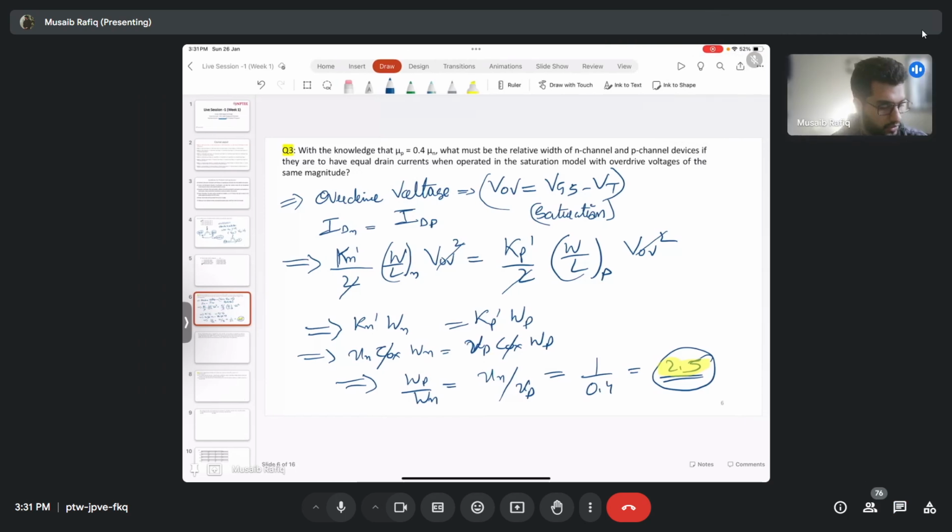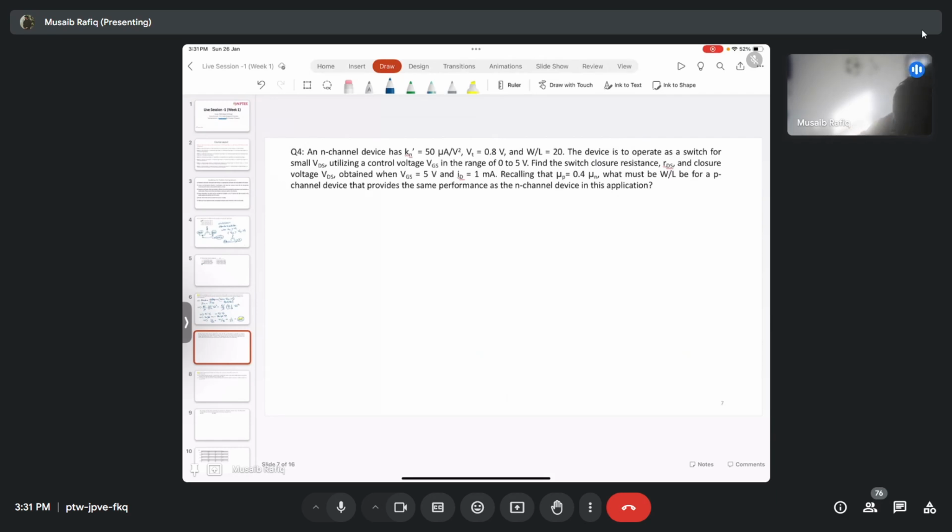Now the next question states that an n-channel device has Kn bar equal to 50 microampere per volt square, Vt equal to 0.8 volt, and W by L equal to 20. The device is to operate as a switch for small VDS, utilizing a control voltage VGS in the range of 0 to 5 volt. Find the switch closure resistance RDS and closure voltage VDS obtained when VGS equal to 5 volt and ID equal to 1 milliamp. Recalling that mu p is equal to 0.4 mu n, what must be the W by L for a P channel device that provides the same performance as the N channel device in this application? So first of all, we need to calculate RDS, and then we need to calculate the ratio of the widths. So what I have here is an n-channel device having these parameters.